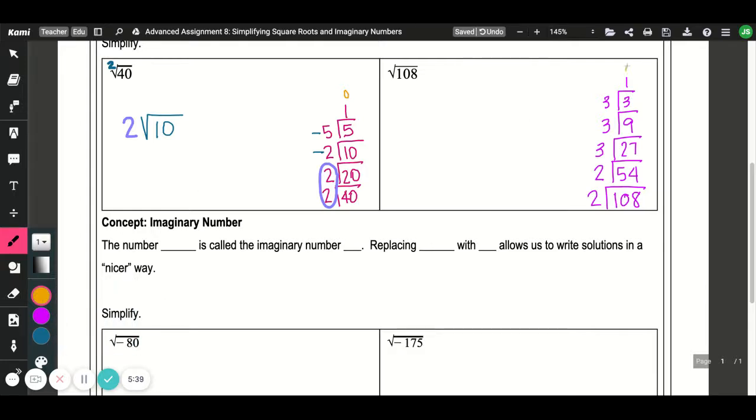Draw my little flame. That's the candle on top of my cake. So I know that I am done. So now I'm going to go through and look for my pairs. Here I have a pair of 2s. So I'm going to be able to bring out a 2 out of the radical. Here I have, it doesn't matter which 3s you use. Here I have a pair of 3s. So I'm also going to be able to bring a 3 out. And when I bring them out, I'm going to multiply. And then this 3 doesn't have a pair, so it has to stay inside the radical.